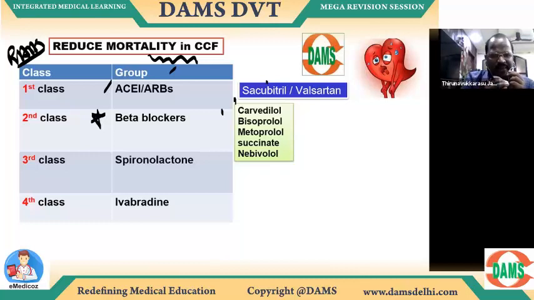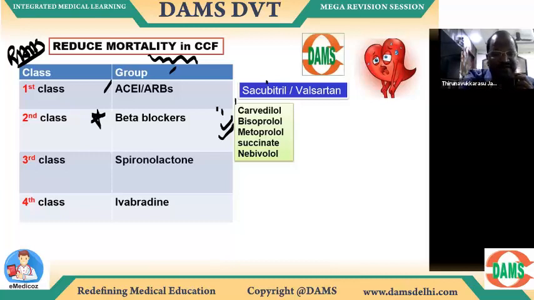The other beta blockers useful for heart failure include number one, bisoprolol, and then metoprolol succinate, and one more drug, nebivolol. So remember, doctor, what are all the beta blockers approved for treatment of heart failure? Think of the most important, carvedilol. Other beta blockers are bisoprolol, metoprolol succinate, and nebivolol.